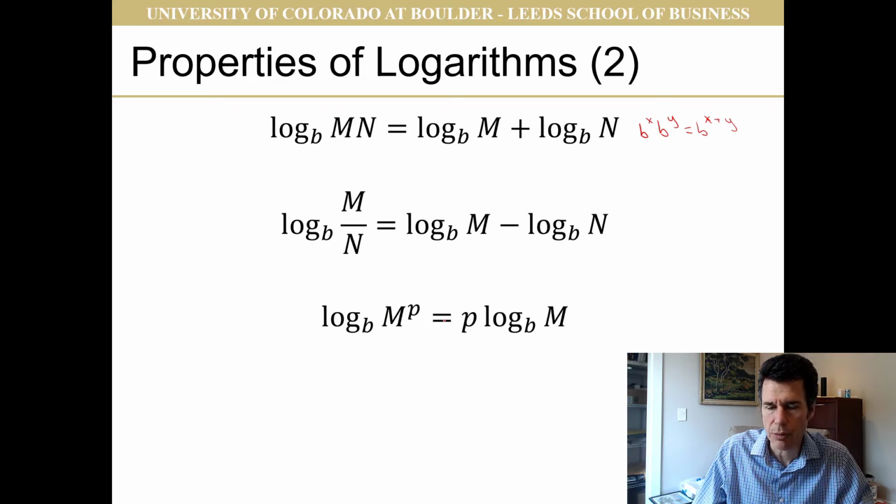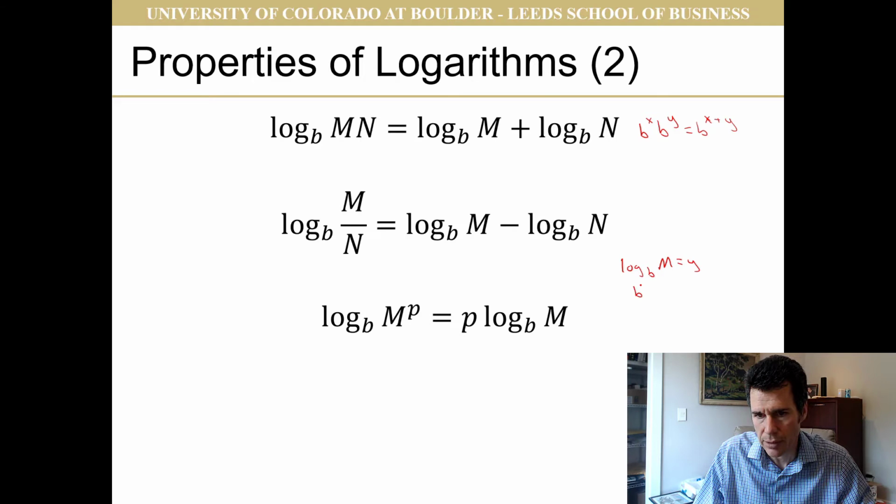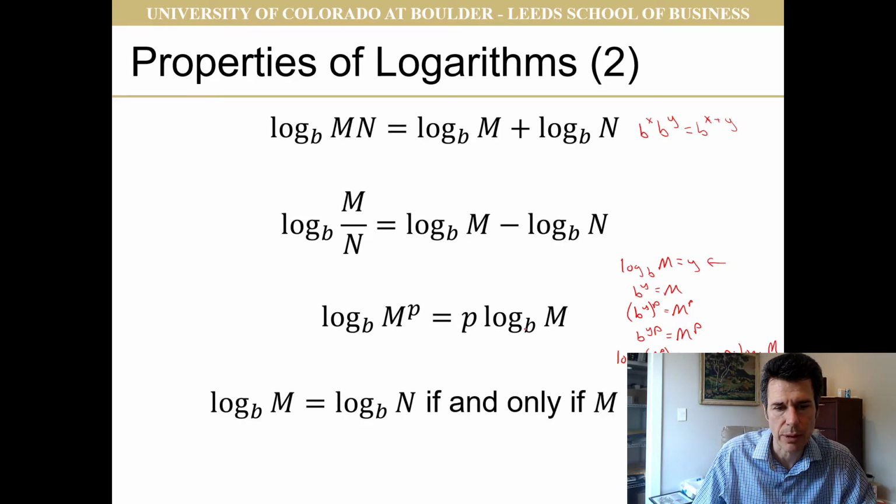Log base b of m to the p equals p times log base b of m. I'll work this one out. So let's let log base b of m equal to y. So that means b to the y equals m. We need an m to the p here, so that's b to the y to the p equals m to the p, which is equivalent to b to the y p equals m to the power p. Okay, and now we go back and put these into log. So log base b of m to the power p is equal to y times p, which is just p times log base b of m, given where we started. So that's how we get that one. The last one is log base b of m equals log base b of n, if and only if m equals n.